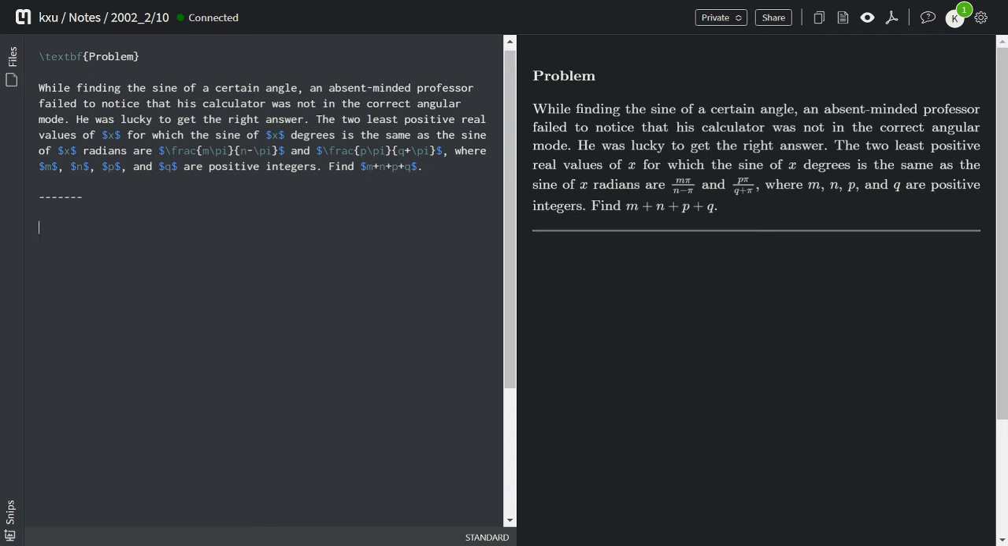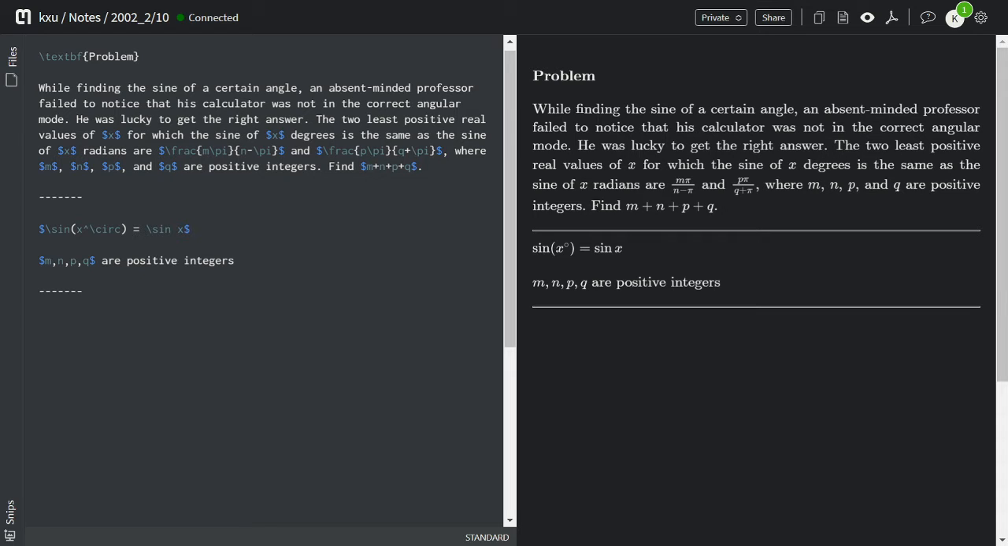Okay, so the two least positive real values of x for which the sine of x degrees is the same as the sine of x radians. So we have the sine of x degrees is equal to sine of x radians. And these answer formats are a bit weird, but it's okay. Where m and pq are positive integers, and this is pretty important because it's our answer format. And like all AIME questions, we want their sum.